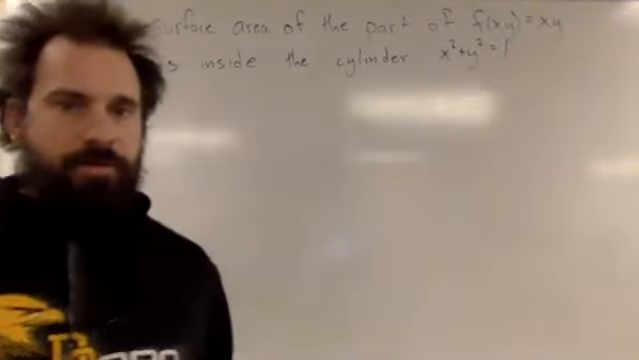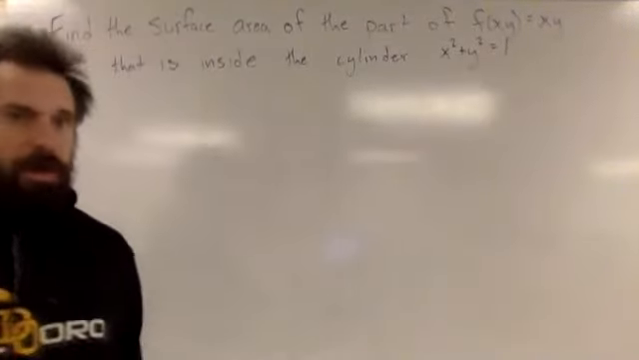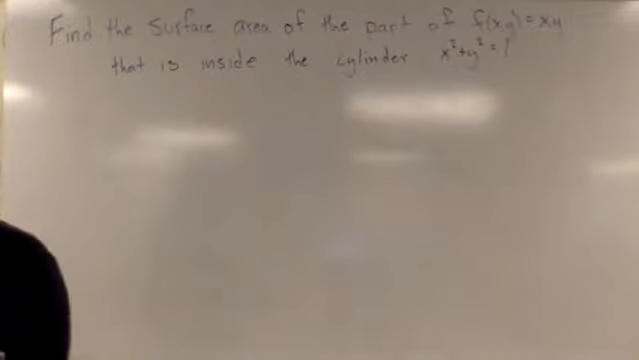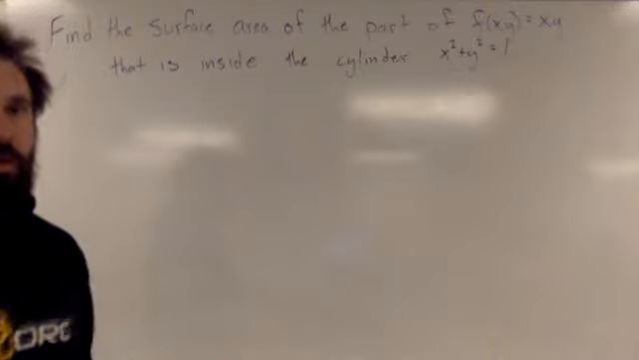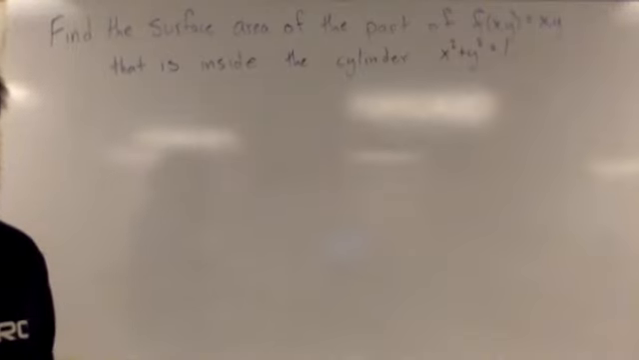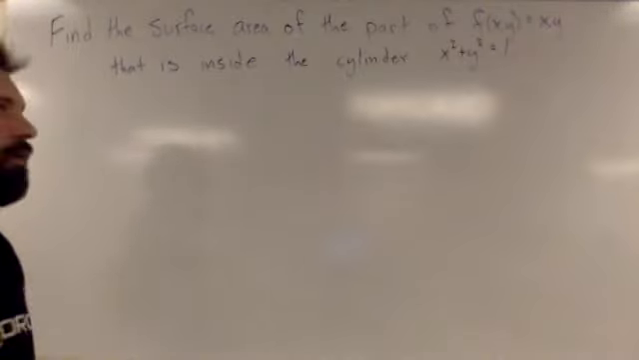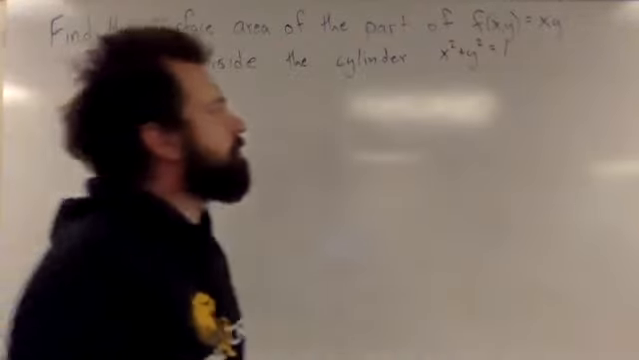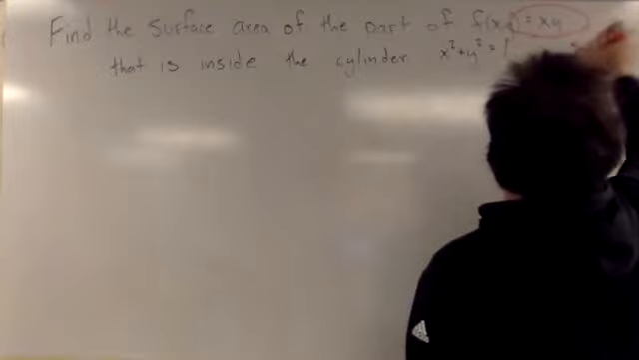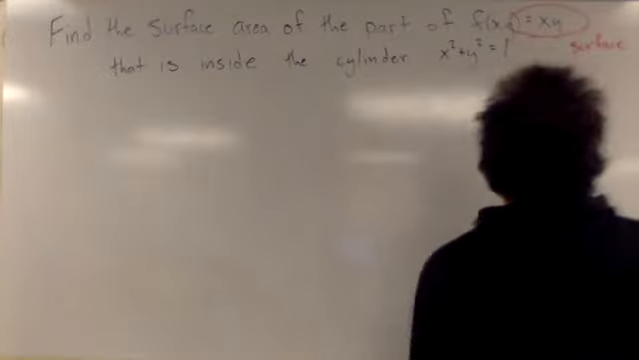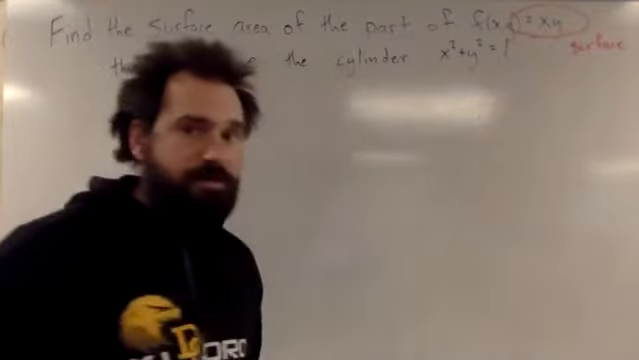Hello, here we are with another example for surface area. So I want to find the surface area for the part of the function x times y that is inside the cylinder, x squared plus y squared equals 1. So here, that's the surface that I'm trying to find the surface area of.